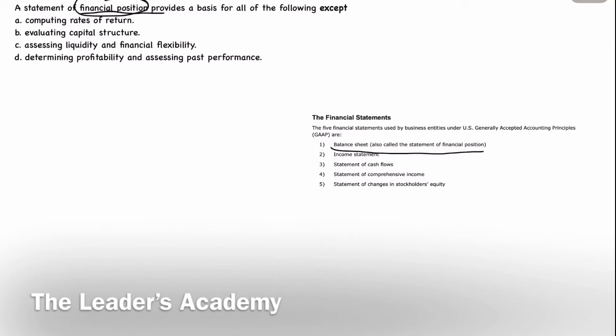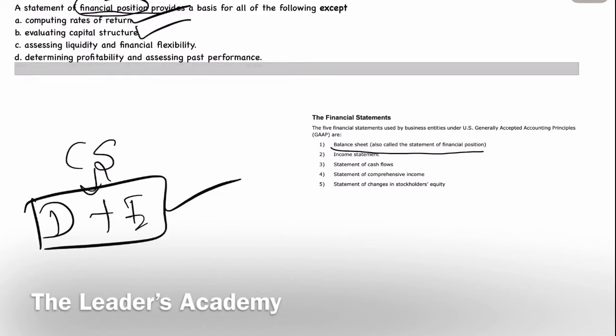First one, through the balance sheet can we find the rates of return? Yes, definitely. And through the balance sheet can we find the capital structure of a company? Definitely. Capital structure means debt plus equity, so we can find this out. That's why this is also not the answer. Through the balance sheet can we find the liquidity of the company? Can we find the financial flexibility?